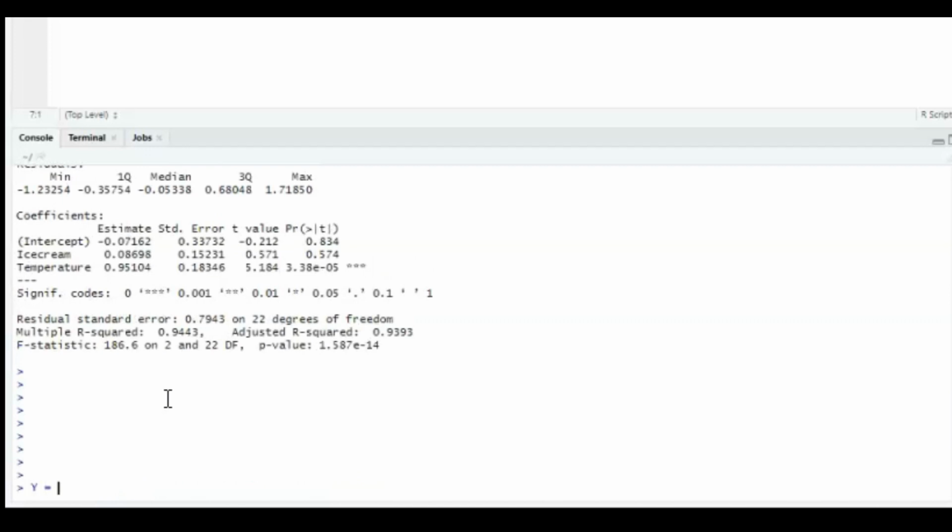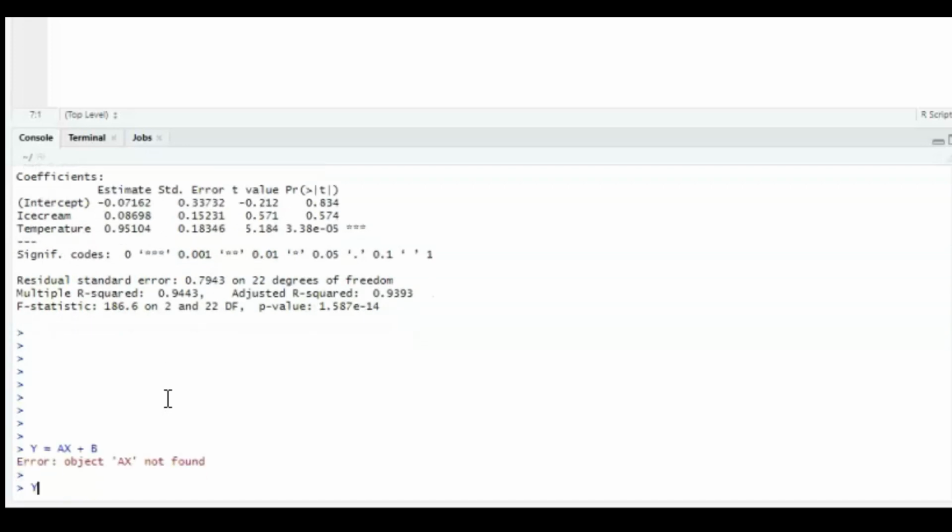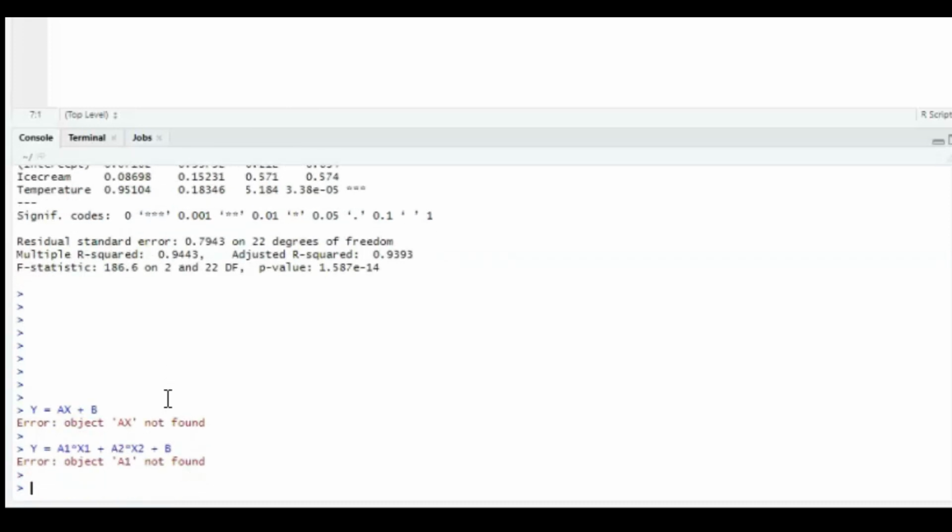Normally you have y is ax plus b. But in this case, we have y is a1 times x1 plus a2 times x2 plus b. This is the mathematical formula which we use. I will now try to make it a little bit more understandable for you guys.